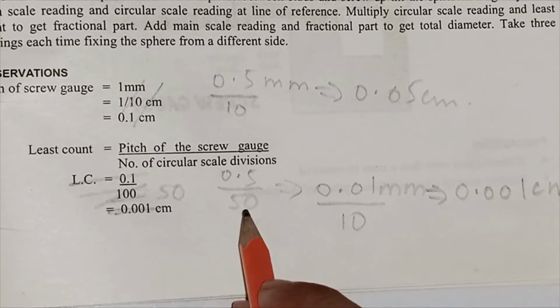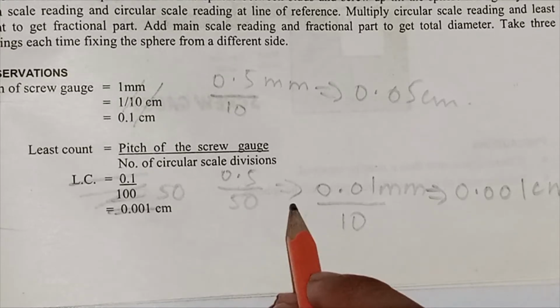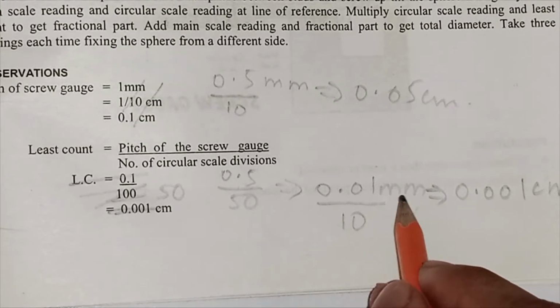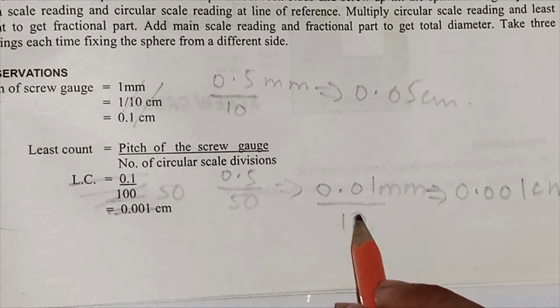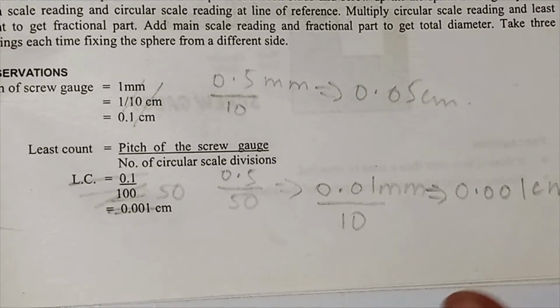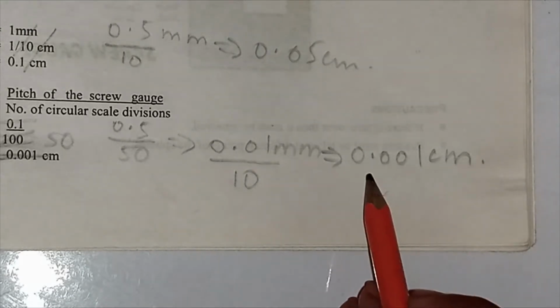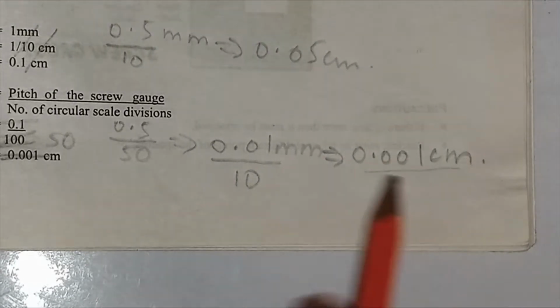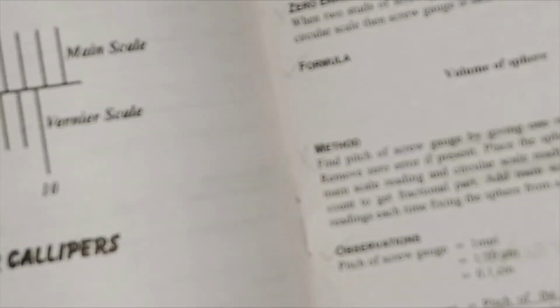So 0.5 divided by 50 comes out to 0.01 millimeter, and we divide by 10 because we want to convert this reading into centimeter. So the total answer of the least count is 0.001 centimeter. Let's move ahead.